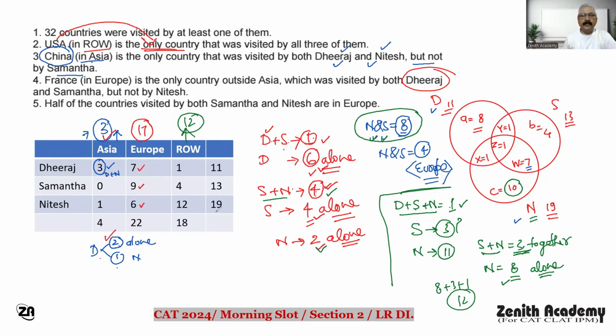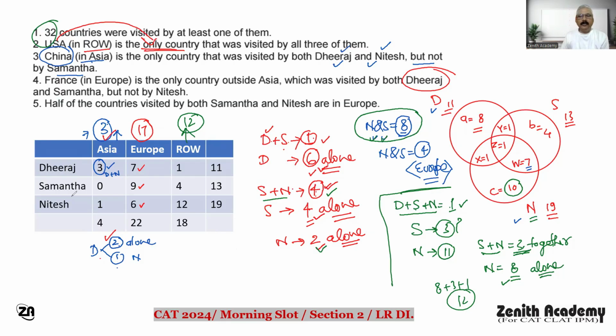So now if I take 3 plus 17, 20, and 20 plus 12, 32. Is it okay? 3 plus 17, 20, 20 plus 12, 32. So the total countries 32. So I think it is clear. There are 32 countries, 3 in Asia, 17 in Europe, and 12 in the rest of the world. Is it clear? So I think now every point is clear. So this Venn diagram was very, very helpful in this process.